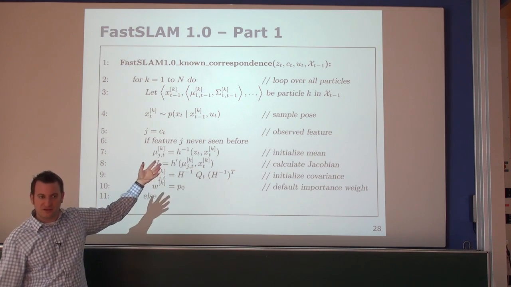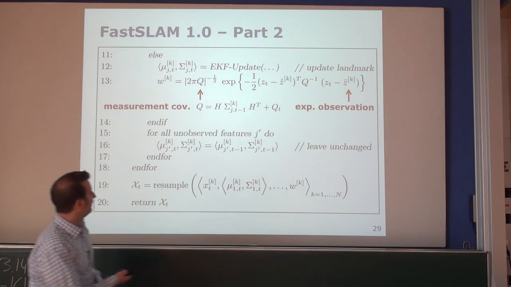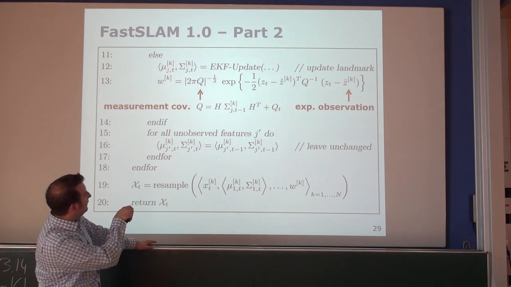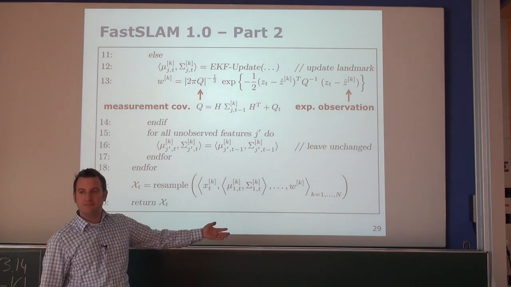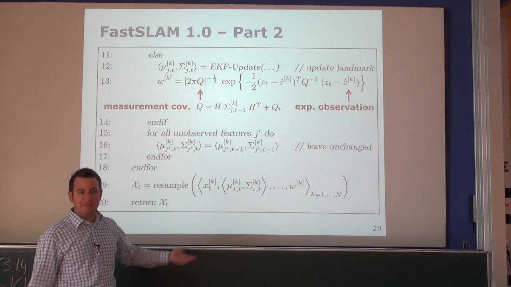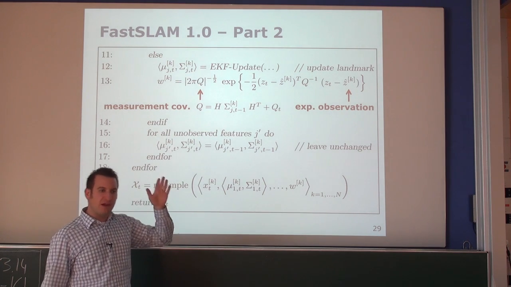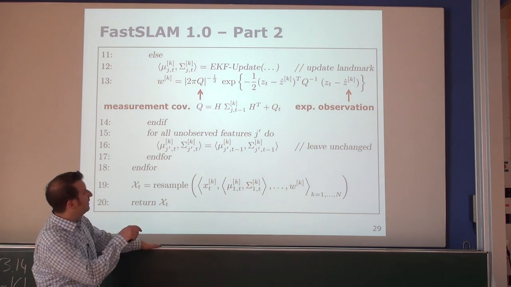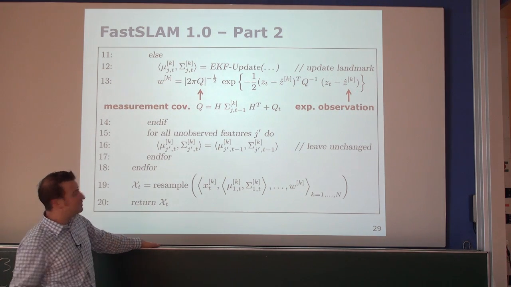The more interesting case is when I know this landmark, when I update my landmark. So this part comes over here. I have written it in a short form, which just says, okay, it's landmark j that we observed, so just execute the EKF update for that step. I don't need a prediction step, I only need the update step, because the prediction step of the sample is done with the particles, and just the update step for the map is done with the EKF update. And then I compute my importance weight, as I said before, with the expected observation and the measurement covariance.